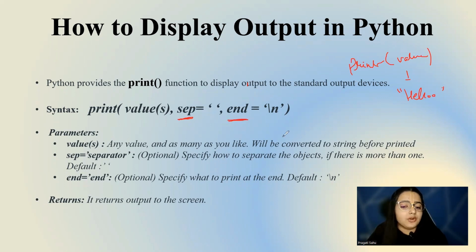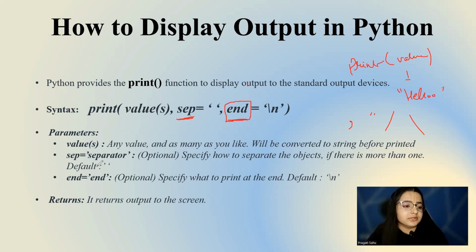It means if you want to separate your output by any particular delimiter, like let's suppose with comma or with double quotes or with backslash or forward slash or like that, so you can use this particular parameter and pass it inside your print function. Or if you want to end your output with any particular special character or special value, then you can give the value to end.